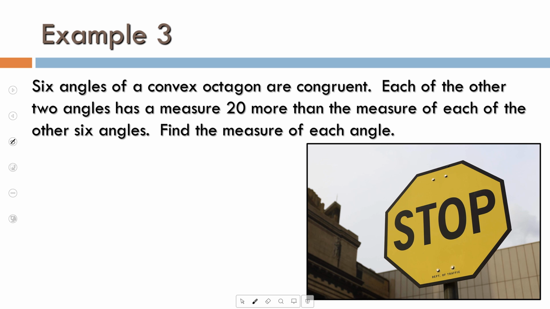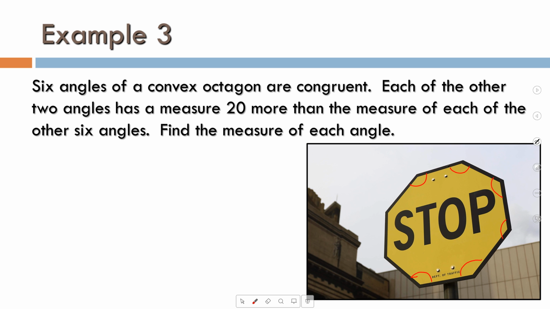Going back to the octagon. And the reason I want to go back to the octagon is because now all of a sudden we have a word problem. People hate word problems. 6 angles in a convex octagon are congruent. Okay, so here's my octagon. I'm going to pick 6 of the angles. 1, 2, 3, 4, 5, 6. Those are all equal to each other. But I don't know how big they are.